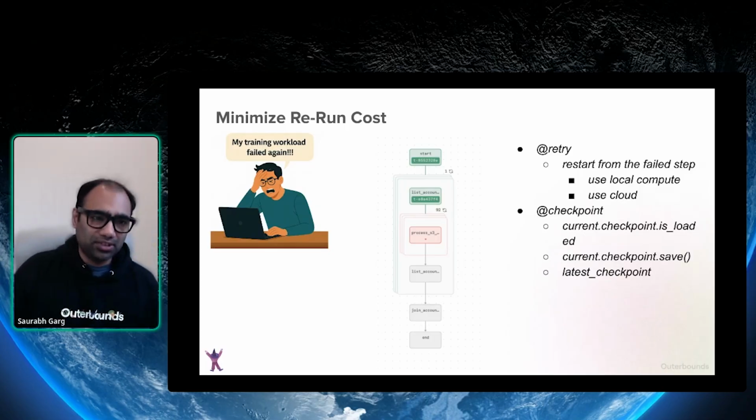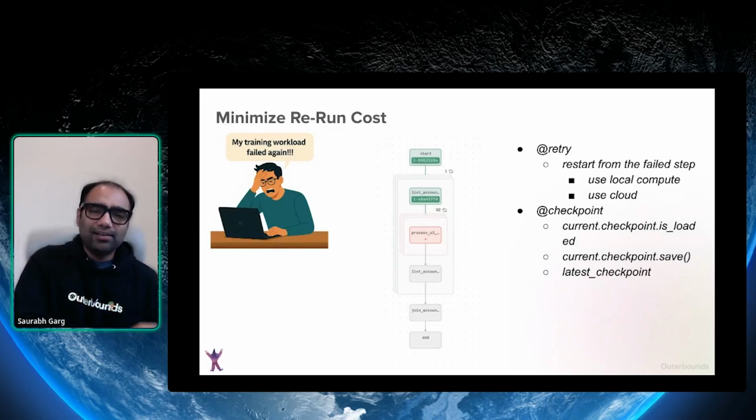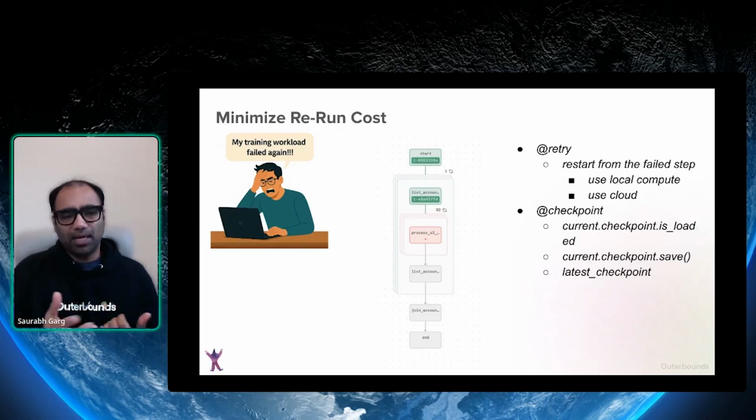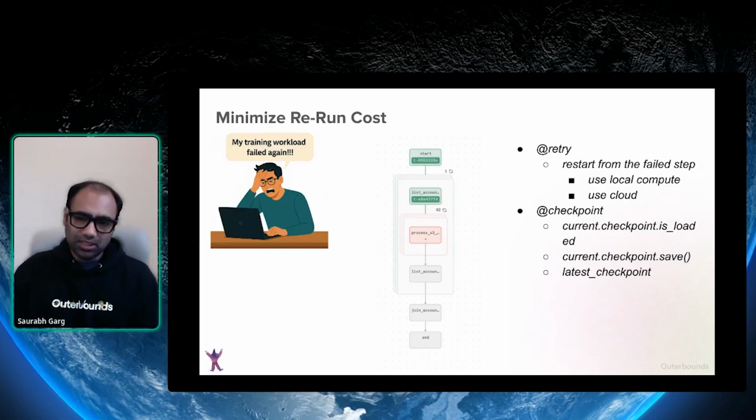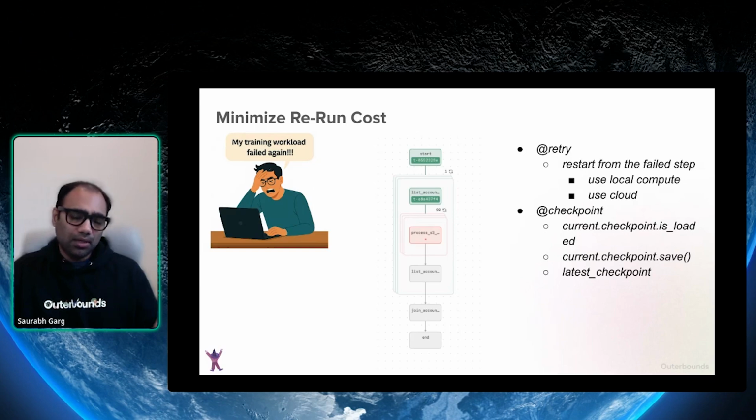So Metaflow also gives you mechanisms to deal with these. There are a couple of decorators that I want to leave you with, which are the retry decorator and the checkpoint decorator. The retry decorator essentially says, if any step in your Metaflow DAG has failed, you can restart that failed step using local compute or using the cloud. For spiky failures like network failures or IO failures, this will help you get past these flaky failures pretty easily. But there are certain cases where you might want to use something more robust like checkpoint.